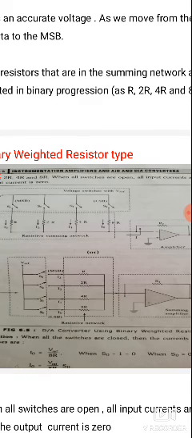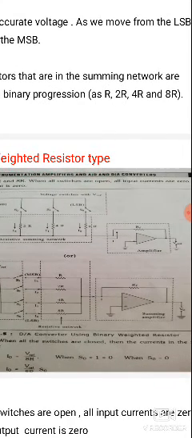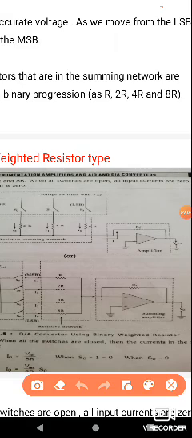Next, the switches' output will be connected to the op amp. The op amp consists of 2 inputs: one is the inverting input and the second is the non-inverting input. Here the switches' output is connected to the op amp inverting terminal only. The non-inverting terminal of the op amp is connected to ground. RF is the feedback resistance of the op amp. The output of the op amp is analog type, and the output contains the values of the voltage V out.